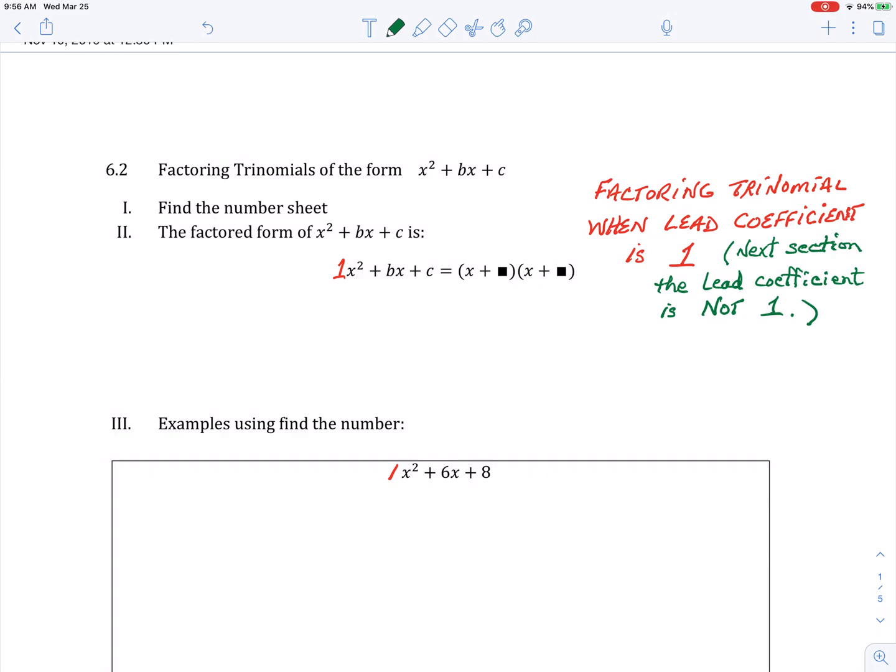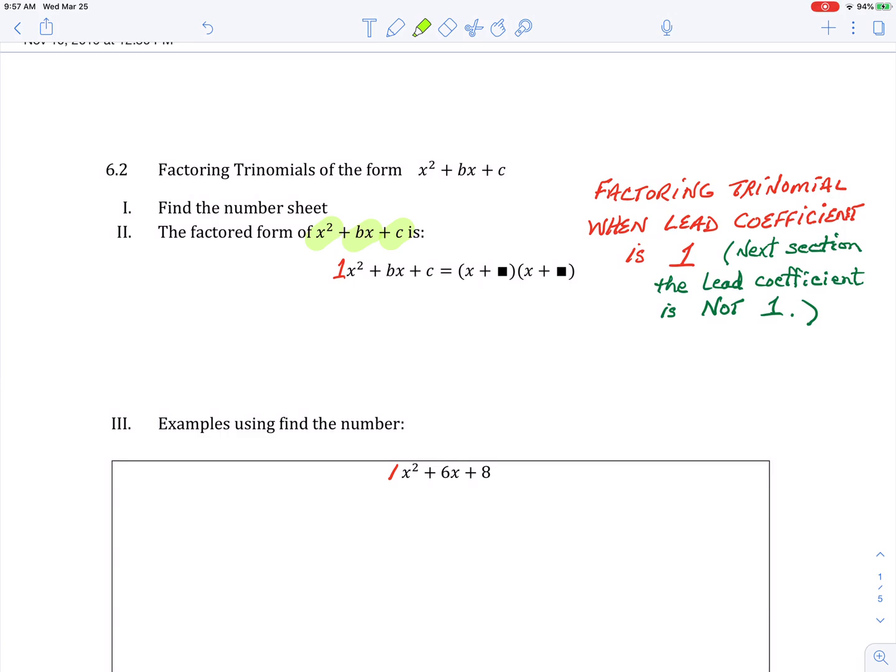The first type of trinomial that we're going to work on is the trinomial that has a lead coefficient of 1. And it's important that you get the order correct. You'll notice here you want the highest degree term in the lead position, and then you want to stack down in descending degree, and then you want any constant to sit in the third position in the trinomial.